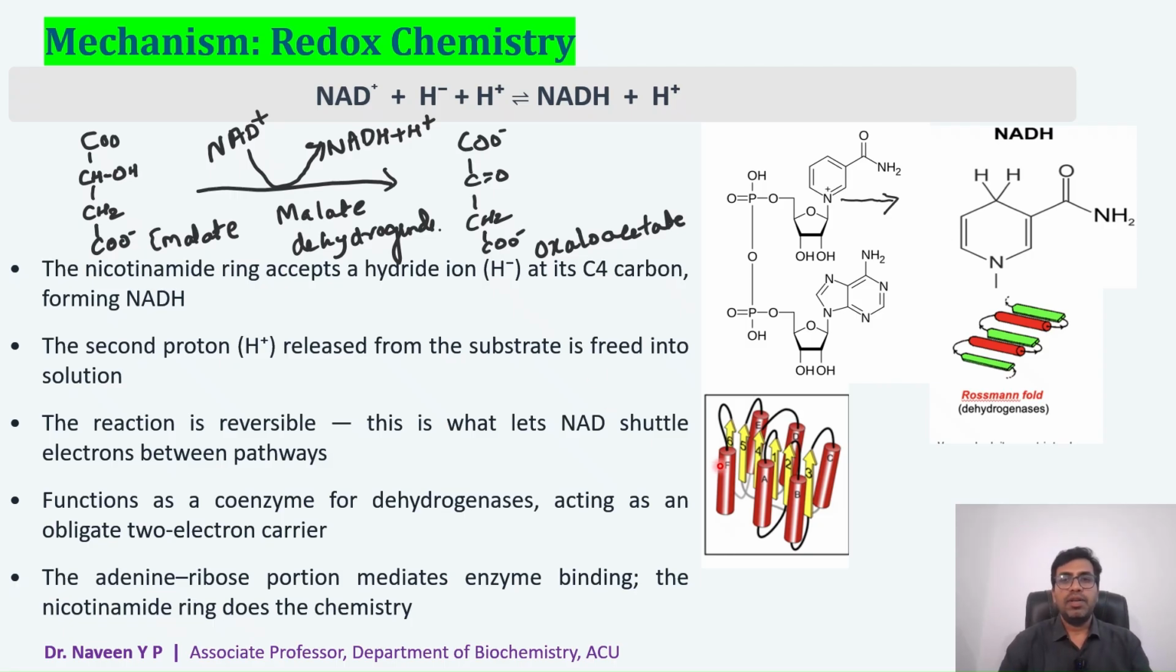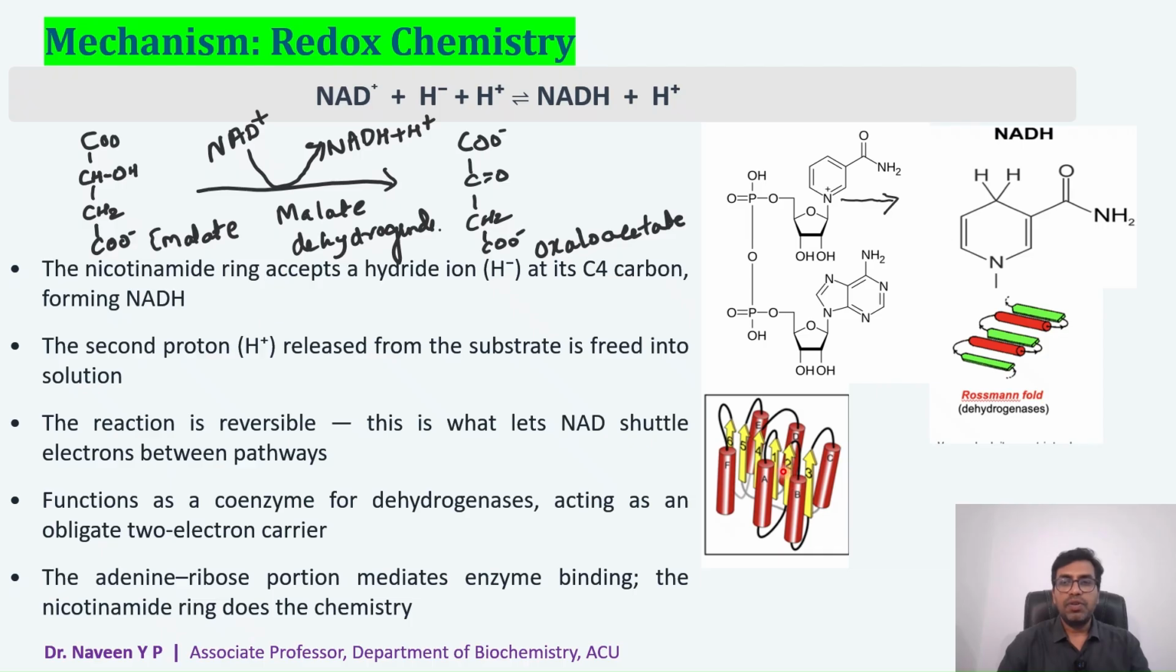Now this Rossmann fold consists of beta sheets and alpha helices. They are combined in a specific sequence. You can see here these are alpha helices and beta sheets that are combined in a particular fashion to form a three-dimensional secondary structure. So this particular structure is responsible for binding of this NAD coenzyme with the enzymes.